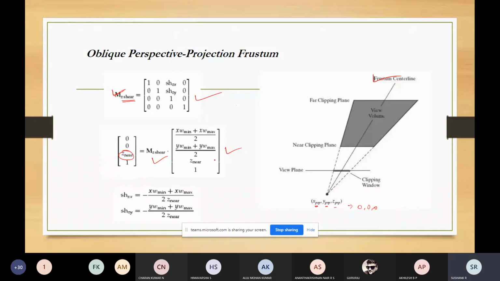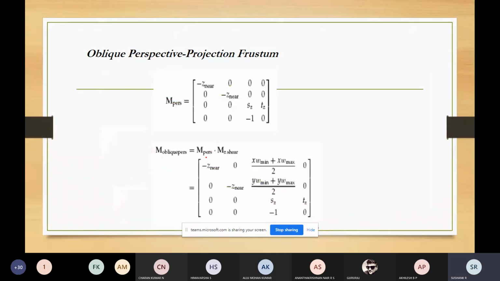By using this, you will get the parameters for sh zx and sh zy, which are given by minus x window minimum plus, and so on. These two parameters are the ones you obtain for this z shear transformation. So these two values can be obtained. Similarly, you can also get the matrix.